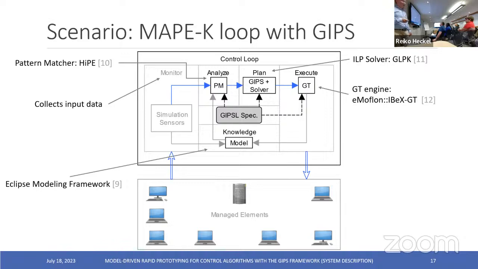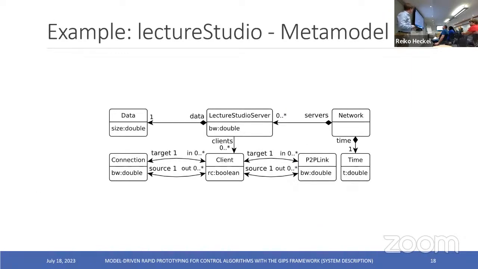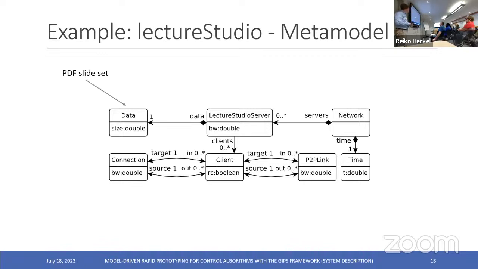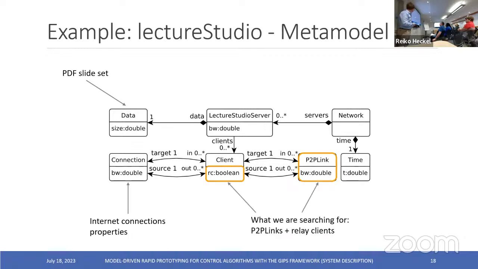Okay, so for our model instance in the knowledge base, we need a meta model. And the simplified meta model we use in our example looks like this. On the top right, we have a class network. It consists of multiple lecture studio servers. Each lecture studio server has a data block, which is the model of the PDF slides that we want to transfer with a certain size. The lecture studio server also contains a set of clients down below, and the clients are connected via internet connections with a certain bandwidth, for example. And the goal of our example is to find valid peer-to-peer connection links between the clients, and we also want to determine which of the clients should be a relay client that redistributes the file.